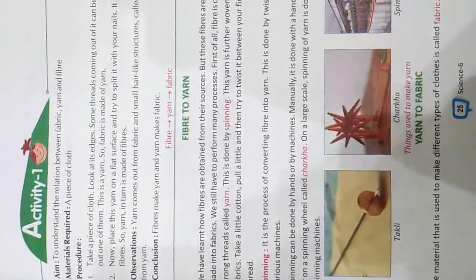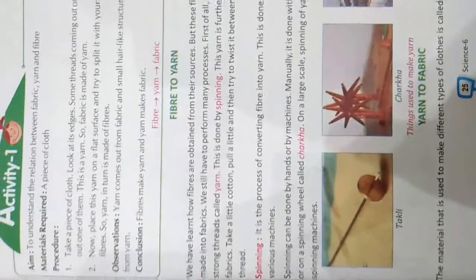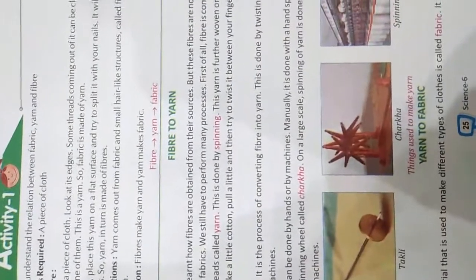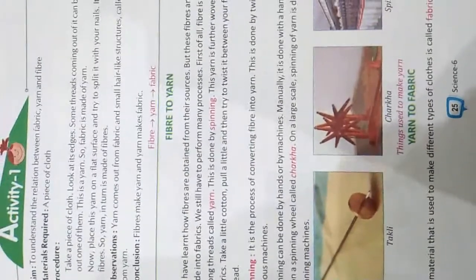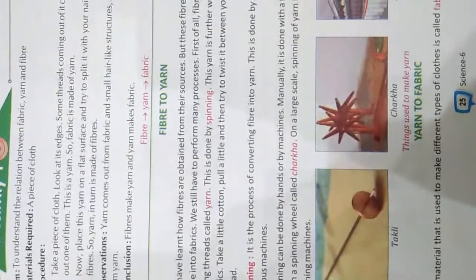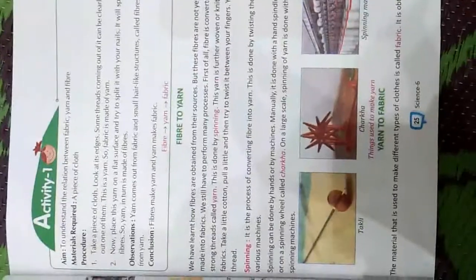Take a little cotton, pluck a little cotton and try to twist it between your fingers and you will get a thread. So this is an activity for you. Spinning is the process of converting fiber into yarn, and this is done by twisting the fiber using various machines. Spinning can be done by hand or by machines, and manually it is done with a hand spindle called takli or on a spinning wheel called a charkha. On a large scale, spinning of yarn is done with the help of spinning machines.